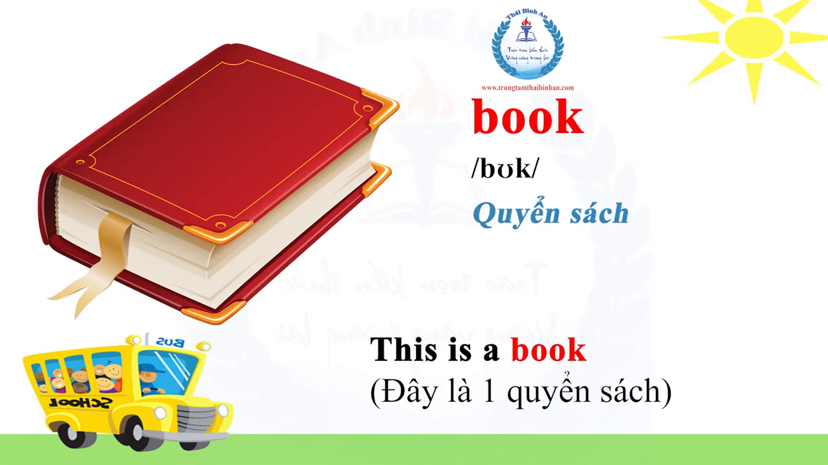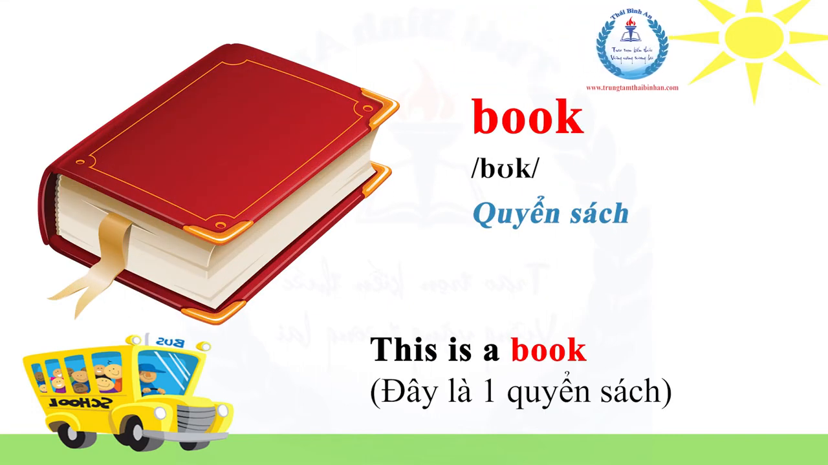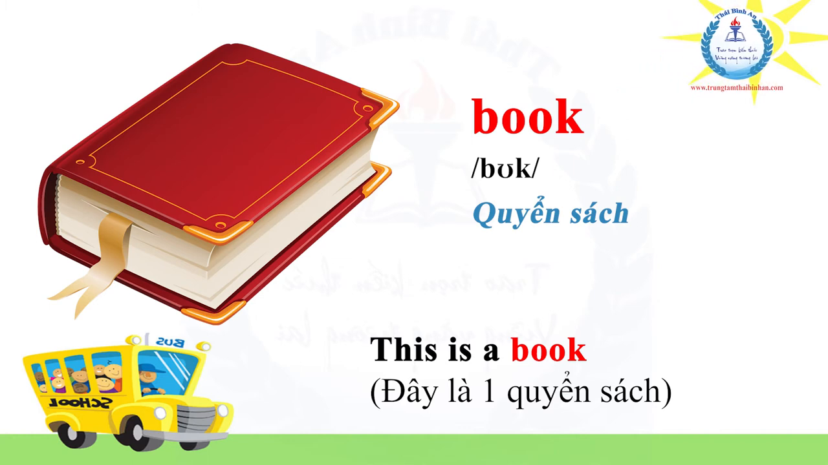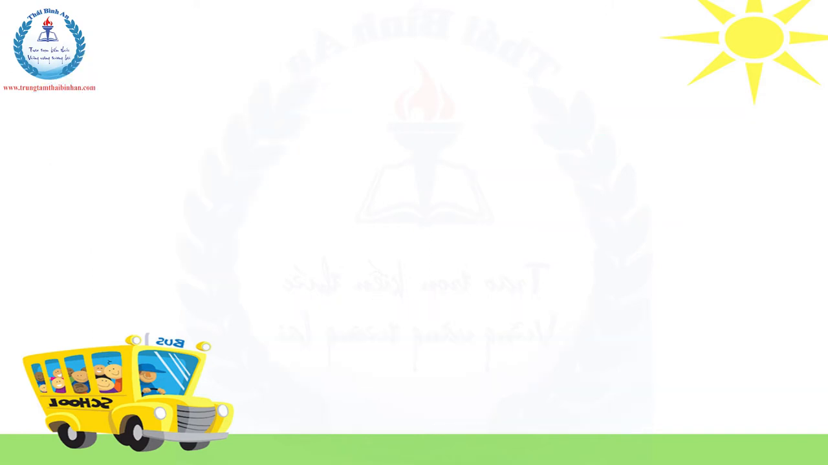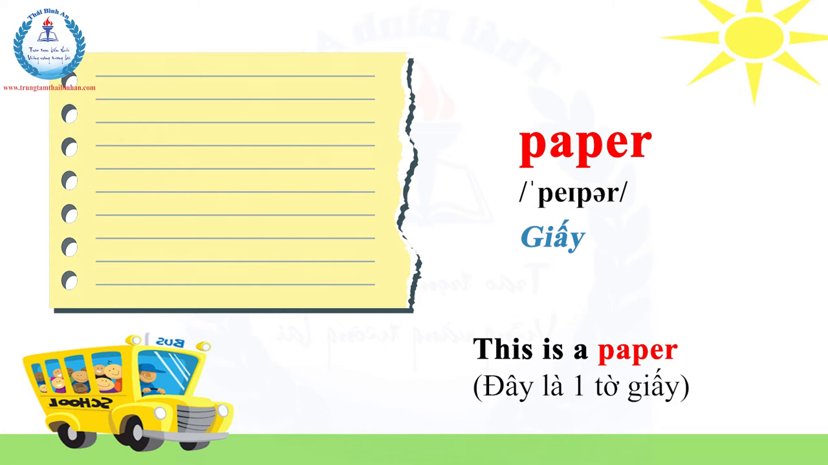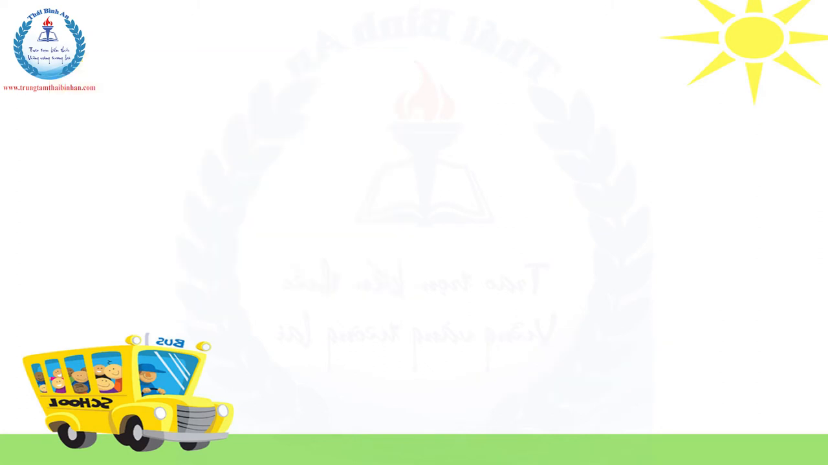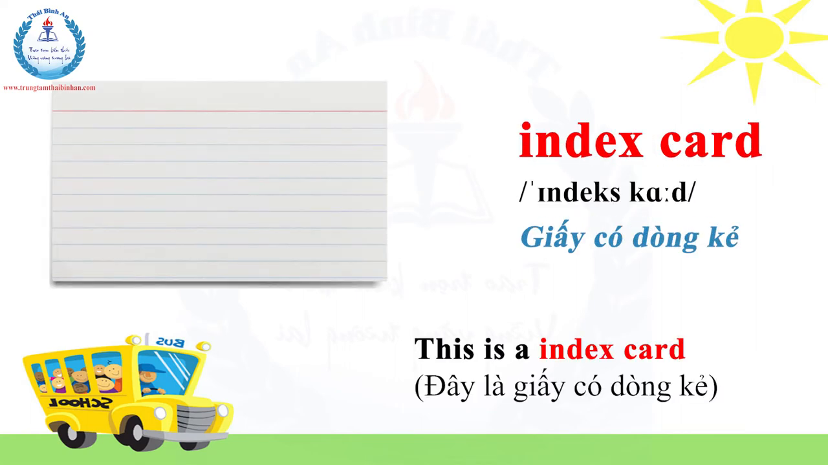Quyển sách. Book. It is a book. Sách giáo khoa. Textbook. The textbook is a book that provides reading and exercises for a school. Giấy. Paper. This is a paper. Giấy ghi có dòng kẽ. Index card. This is an index card.